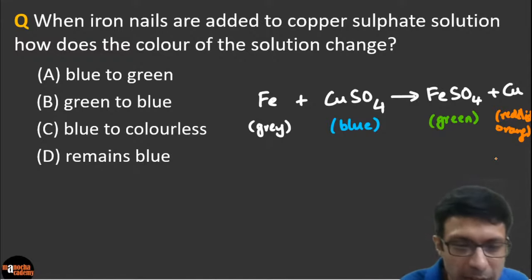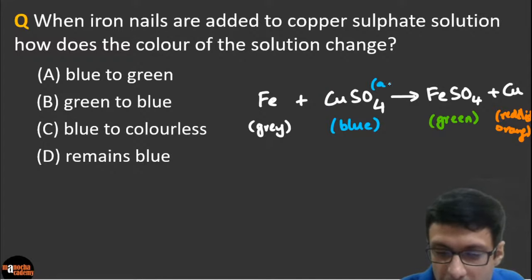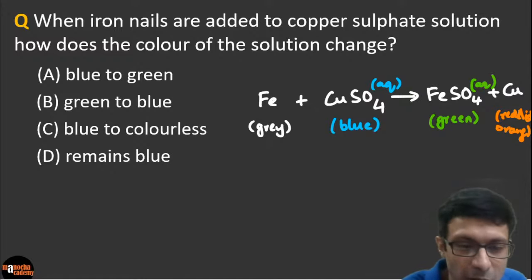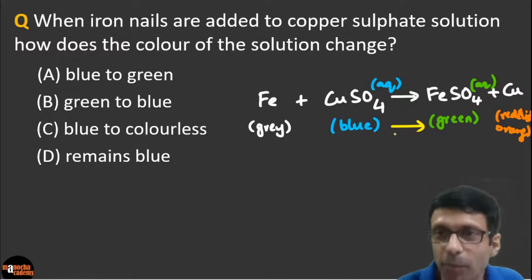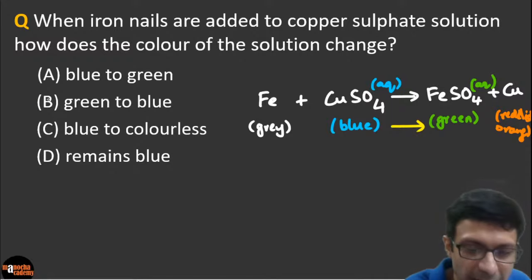And now clearly guys, you can see the solution, because this is copper sulfate solution. So this was the aqueous, right? It has changed from blue to the green colored solution. This is also aqueous. So guys, you can clearly see the color changes from blue to green. Excellent. Many of you have written A is the correct answer.